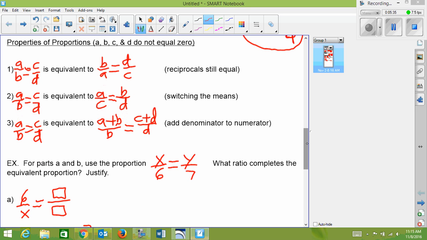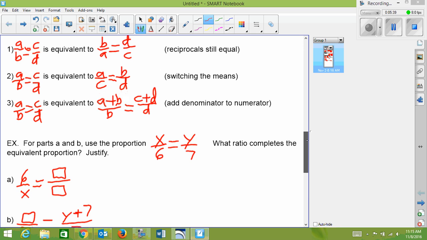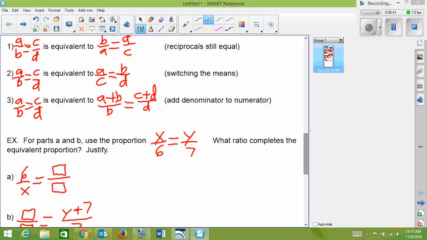So I'm going to use those three proportion rules or properties to solve some problems here. For parts A, B, and C, or A and B below, use the proportion x over 6 equals y over 7. What ratio completes the equivalent proportion? And then you have to justify your answer. So you have to say which one of the three rules you're using to be able to solve this.